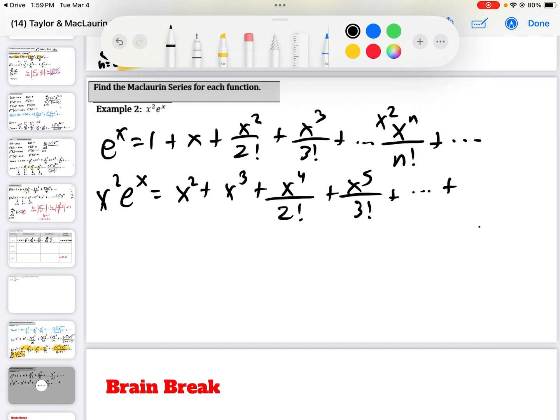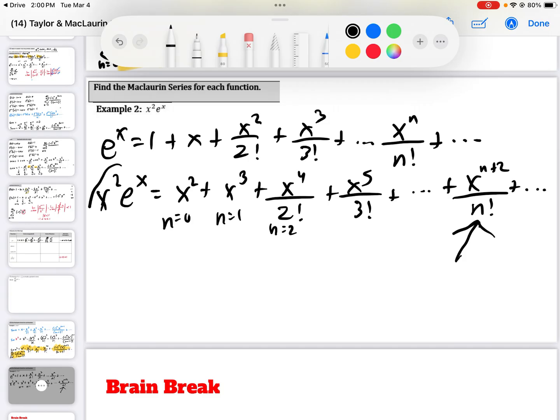If I multiply this by x squared, I would get x to the n plus 2 over n factorial plus dot, dot, dot. Okay, this part right here, the nth term, is hard to find if you just did it all on your own, saying if this was 0, this was 1, this was 2. But just take your nth term. If you memorize it and you just know to multiply by x squared, then it becomes a lot easier. All right, so the summation notation would be x to the n plus 2 over n factorial.